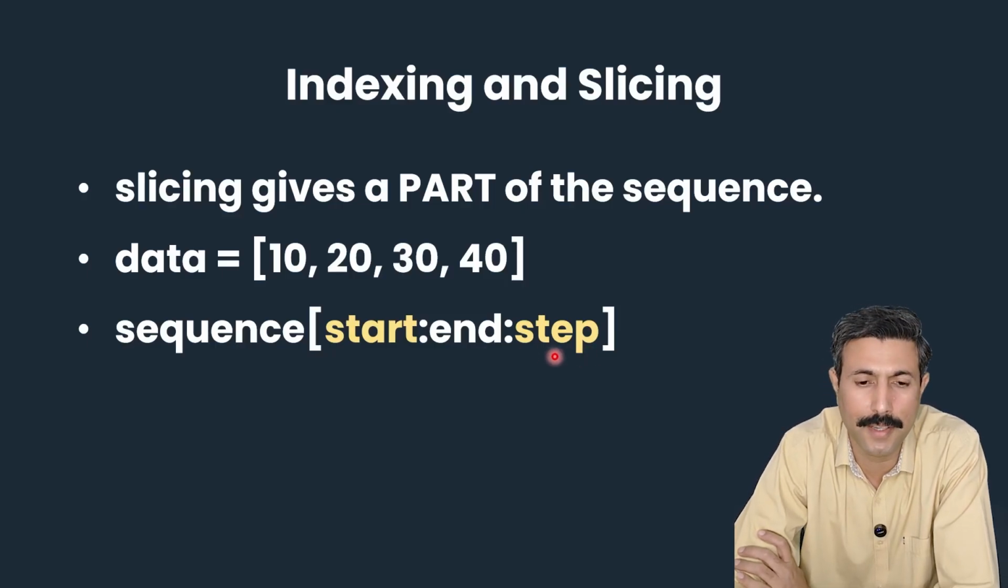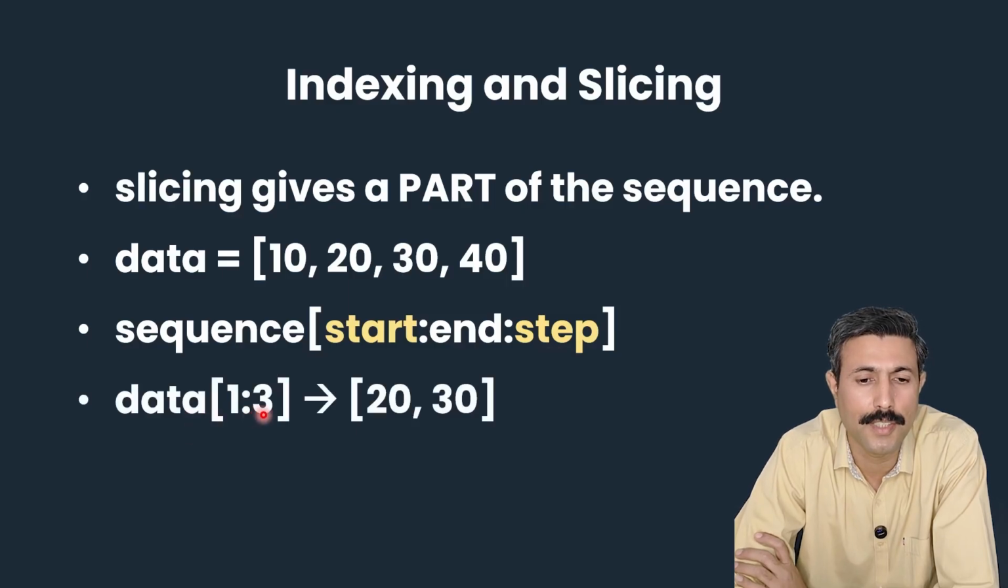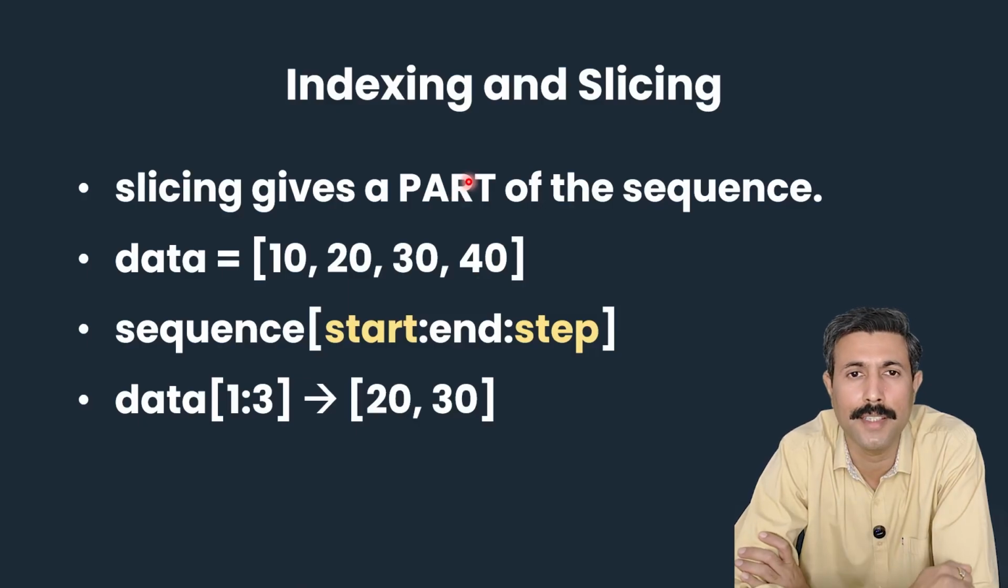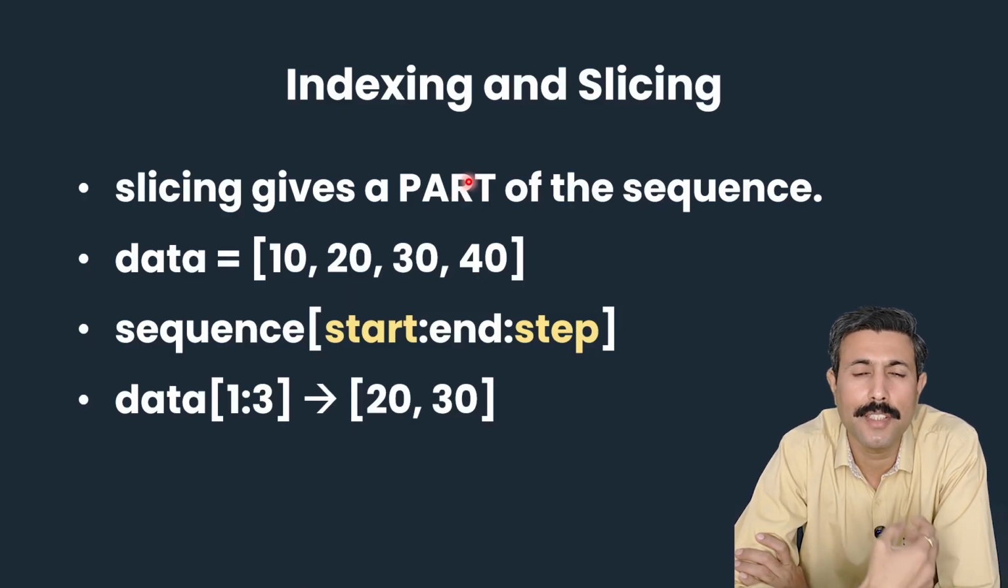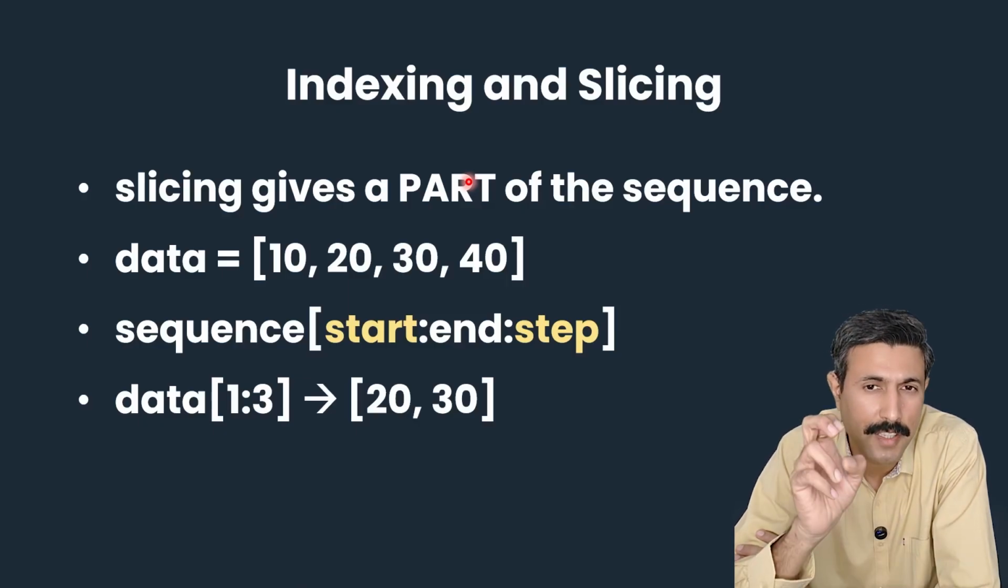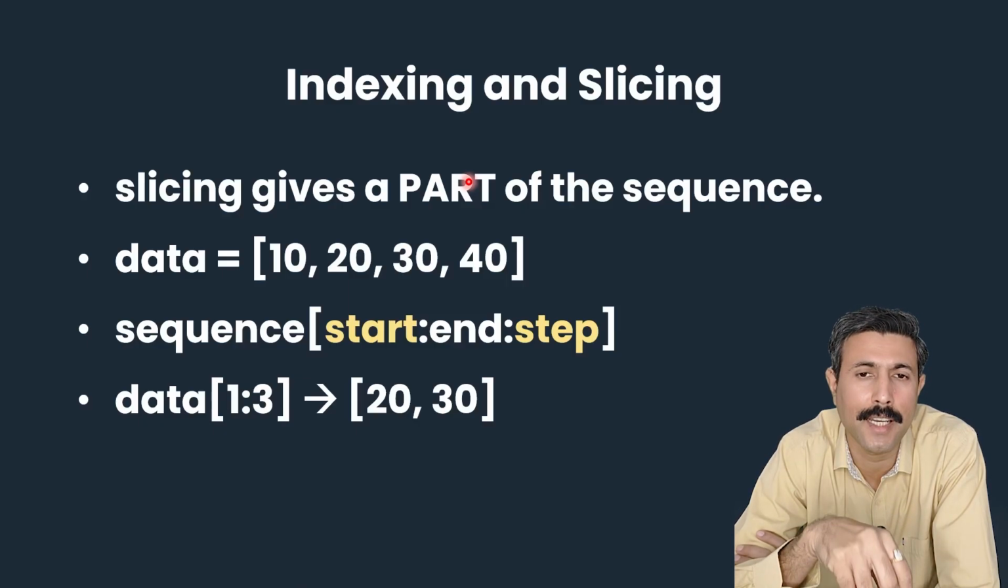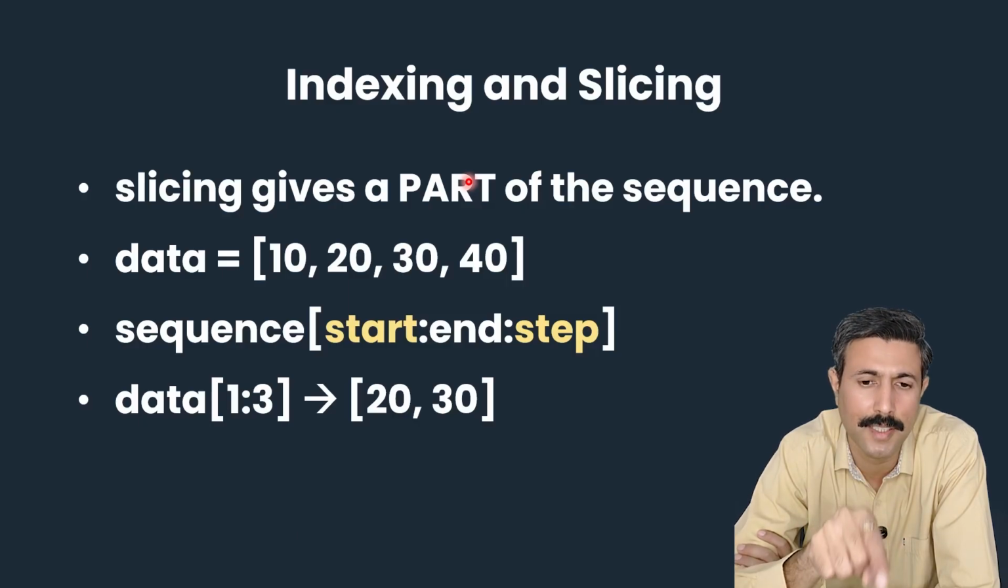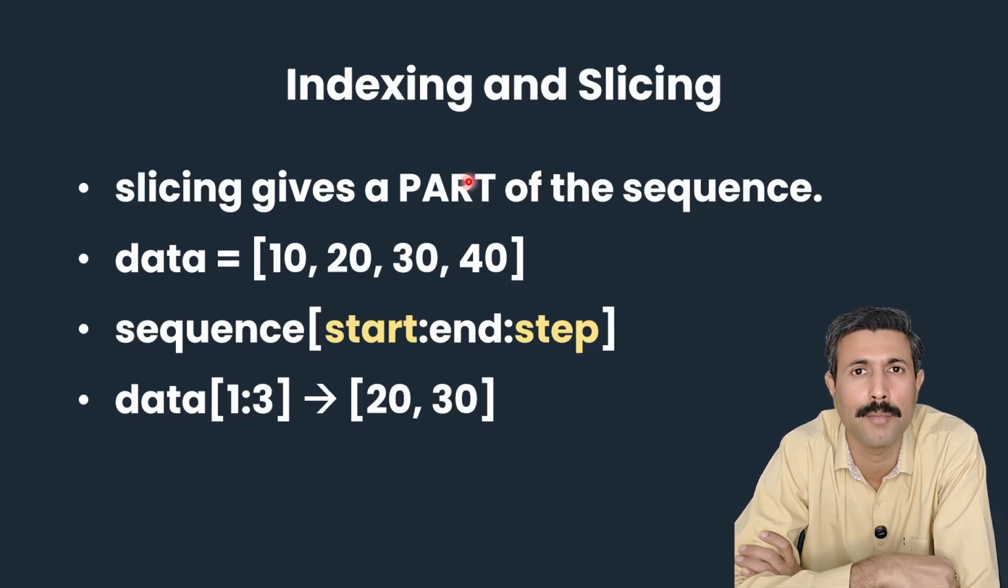For example, if I write 1 colon 3, it is the first index, second and third index, right? So from this to this, it will give me 20 and 30. The last will not be included, that you need to remember. So this is how you can do slicing in a sequence. This type of slicing is very useful when you are working with a very large data set, extracting several important or key data, or data with some specific feature. In that, indexing and slicing would be very useful.